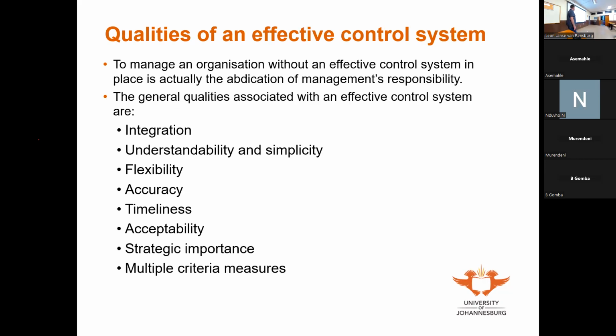So what is an effective control system? It's one that integrates well so that you can get information fast. Understand and simplicity, it's got to be not complicated. It needs to be flexible. It needs to be accurate. It needs to be fast, timeless. So you've got to not wait a month to know, you've got to get it faster. It needs to be acceptable and it needs to be of strategic importance, doesn't have to measure stuff that's not part of the plan. And there could be multiple criteria that you want to measure.